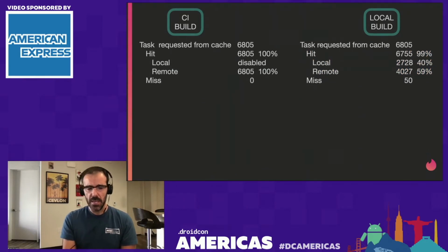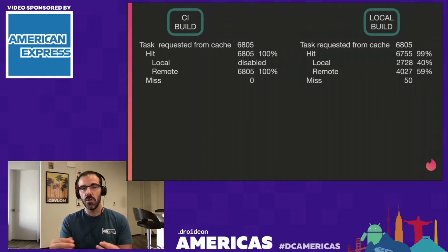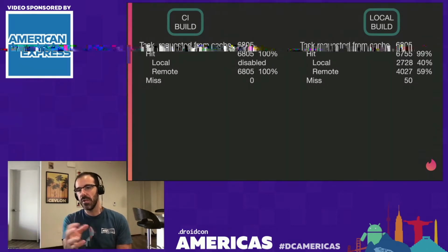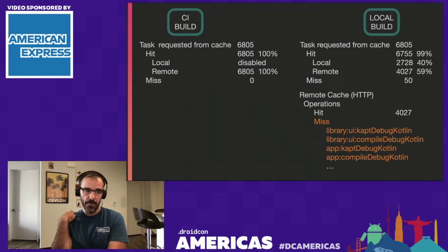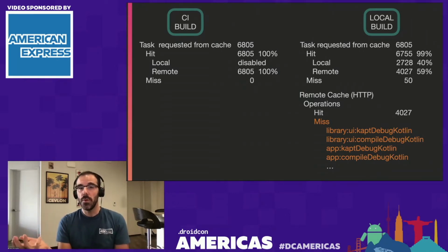In the lower section of the build scan, below the header where you can see the hits, you can also see what operations or missed tasks you have in your build. And we see that we have missed the KAPT library models and the compile debug, the same, right? So we have a problem there, but we don't know how to fix it.